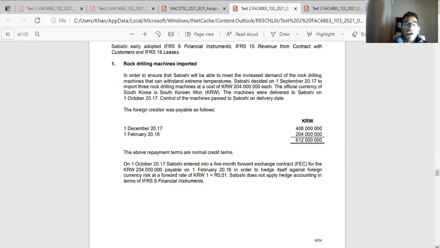So therefore, we will have to do a fair value gain or loss for the FEC, or foreign exchange gain or loss as a result of the FEC, at 31 December 2017 at year end. Nothing happens at initial recognition for an FEC contract or for any hedging instrument.